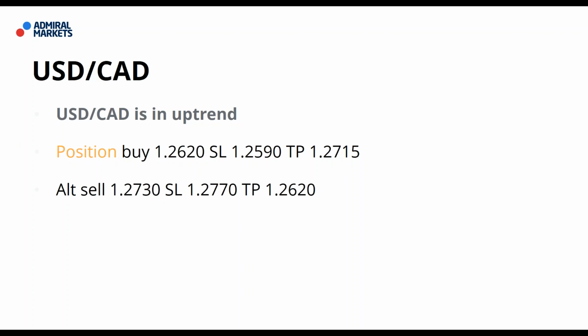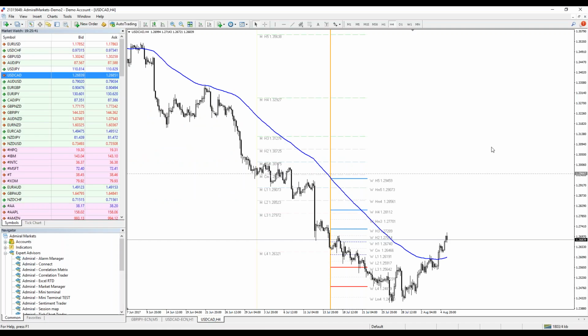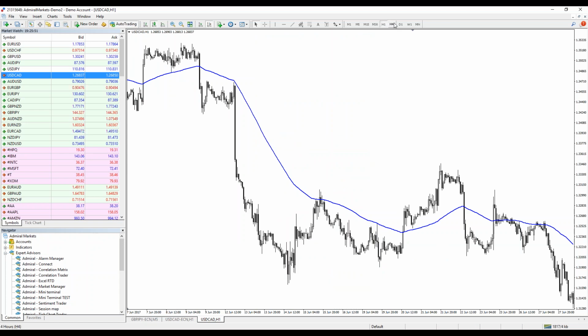So this is the setup for dollar CAD. Buy here 26.20, sell around 27.30, clear stop loss 27.70. Add 2 to 5 pips to stop loss always, no matter if you trade by ECN or other account. And here 26.20 is potential buy.